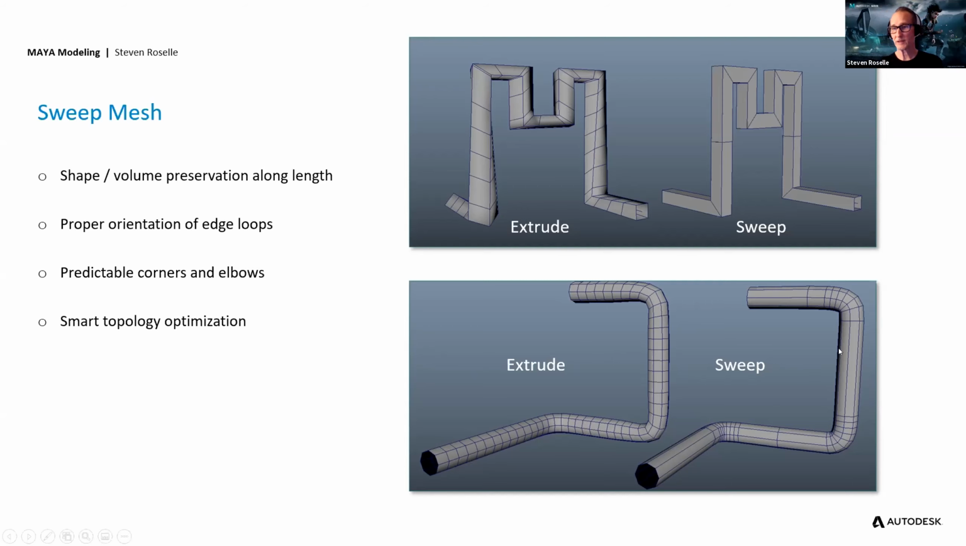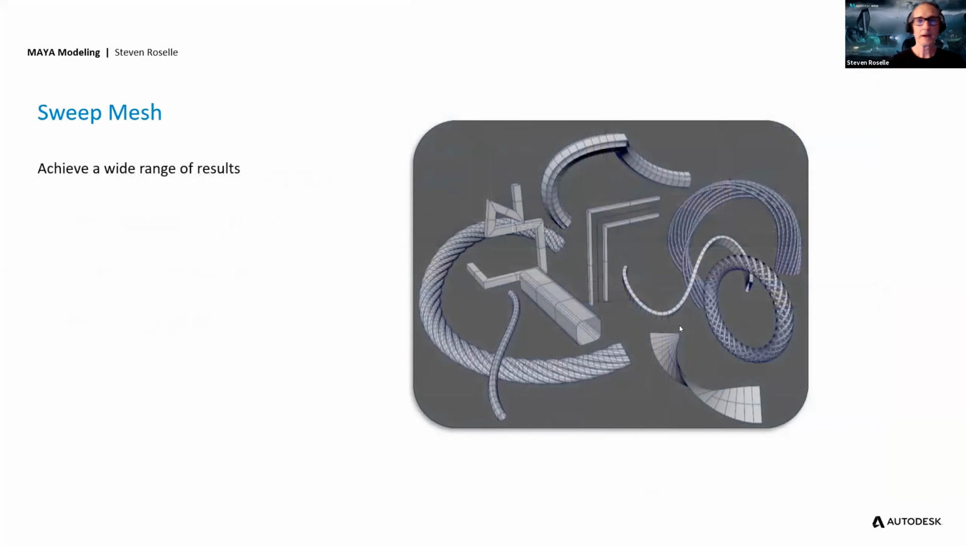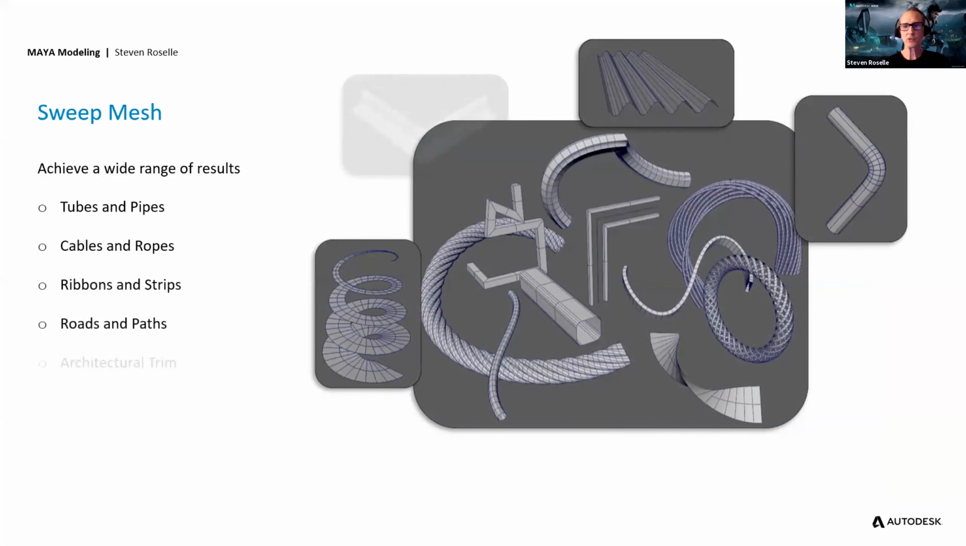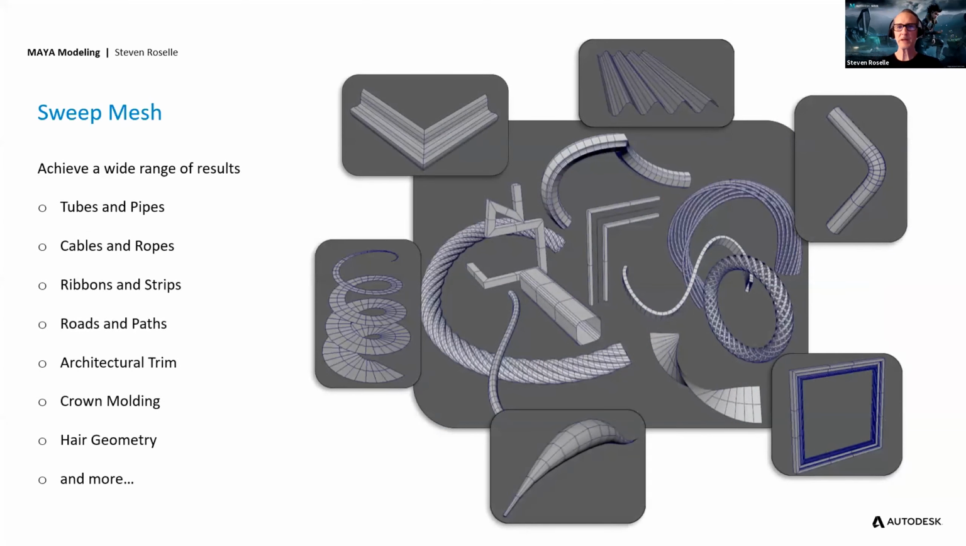It also handles density quite well, so it does a smart topology. It only adds detail where you need it. And it's used for lots of different shapes. I mentioned earlier on, this is kind of a Swiss Army knife type tool where you can create all these different shapes. It's not just tubes. It's not just ropes. It's pipes, spirals, coils, twisted cables, architectural detail, crown molding, corrugation, muscle shapes, hair cards, you name it.